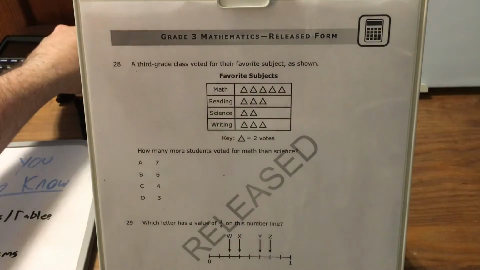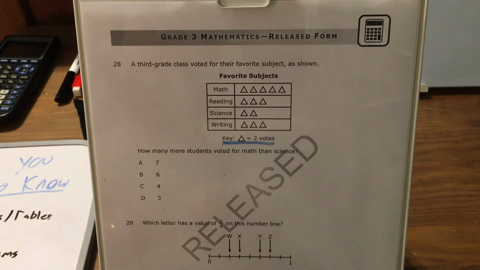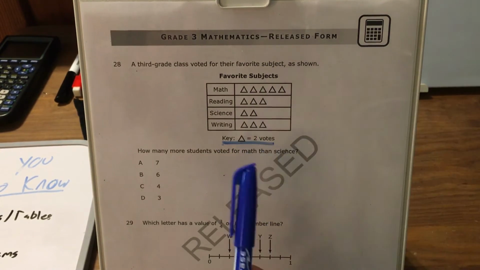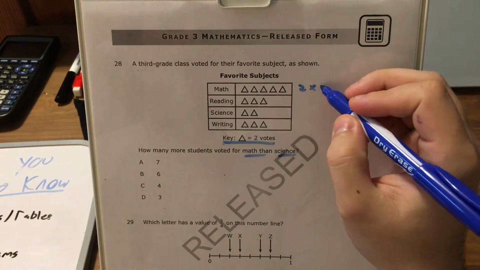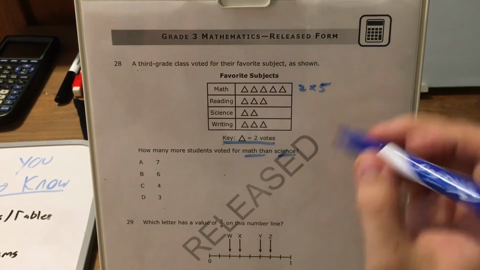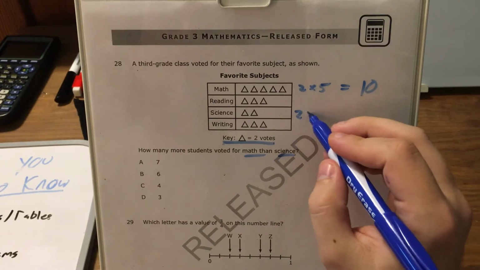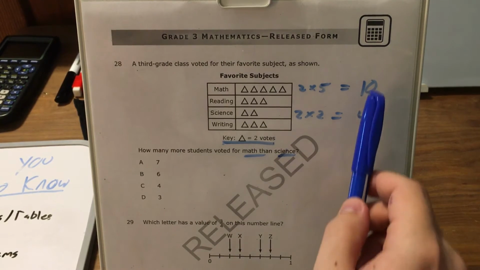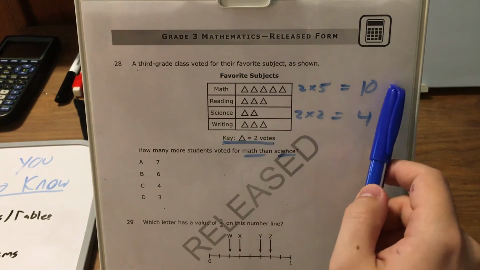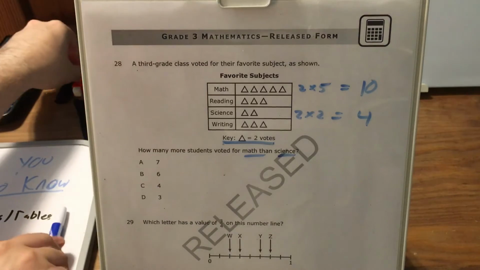And the biggest thing for this table is to remember that every triangle is 2 votes, which means that when we figure out math and science, which are the 2 that we're most interested in, 5 triangles means 2 times 5 or 10 votes. And then 2 triangles means 2 times 2 or 4 votes. So now we have the information about how many students wanted math and how many students wanted science for their favorite. Now we just need to answer the question of how many more students voted for math than science.